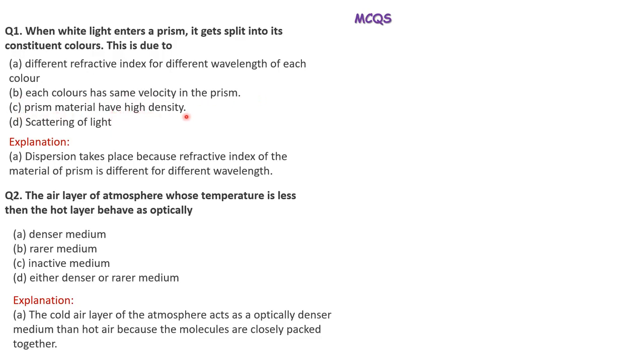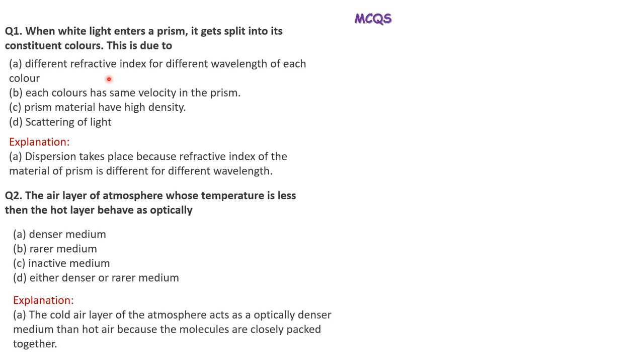Prism material has high density, but that doesn't constitute the reason. Scattering of light, no. So the first one is the appropriate one: different refractive index for different wavelength of each color. When we allow a white light to pass through the prism, the white light is made up of different colors of light. Because of different colors of light, they travel with a different speed in a prism.